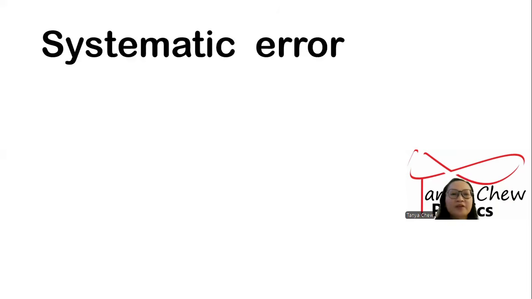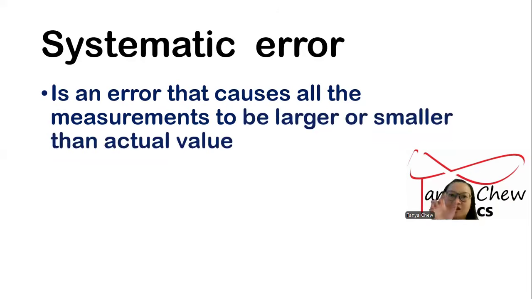Now, the other error is called systematic error. Systematic error, system, right? Mostly it is caused by the measuring apparatus. So the apparatus given, right? It is an error that causes all your measurements to be larger or all your measurements to be smaller than the actual value. An example of systematic error is the zero error.